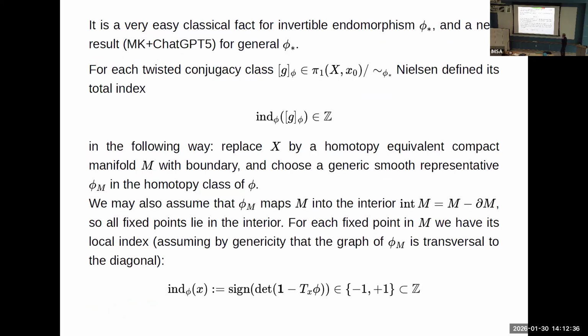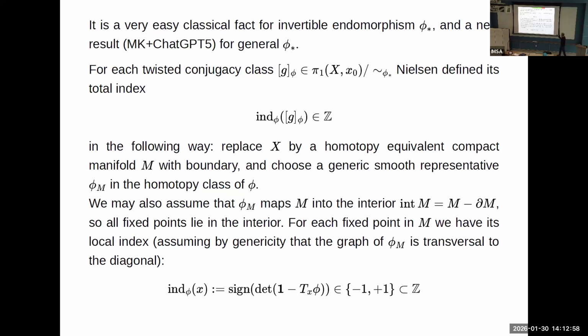Yeah, so it makes interior, and we can assume that this guy is generic. Then I get finitely many fixed points because it's compact. You get the transversal, and the intersection of the graph with the diagonal will be transversal. And then for each intersection fixed point, you get a local index.